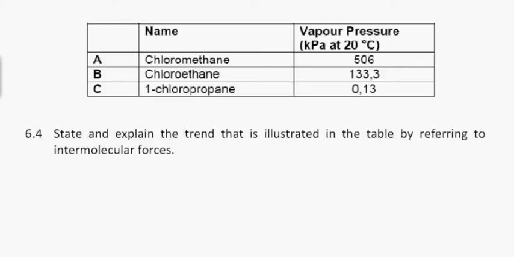6.4 asks us to state and explain the trend that's illustrated in the table, and asks us to refer to intermolecular forces. Now you need to be careful in a question like this. Notice they're asking you to state the trend and then to explain it, and in your explanation you must refer to intermolecular forces. So firstly, to state the trend, you can see that as the carbon chain increases from methane down to propane, the vapor pressure clearly decreases. So from 506 down to 133 down to 0.13.